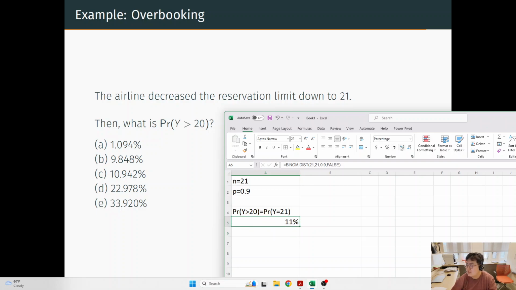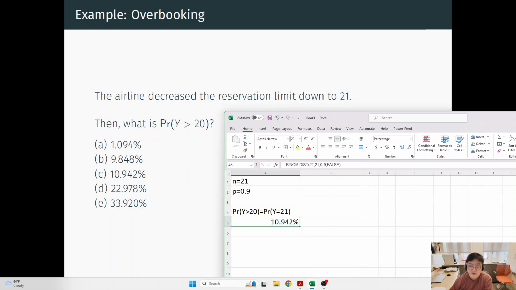So this is how you calculate the binomial distribution using Excel. Of course, I taught the formula, but I don't expect you to memorize the formula, and of course, I don't expect you to do the algebra based on the formula. Use Excel, right? However, I want you to understand the mechanism behind it.